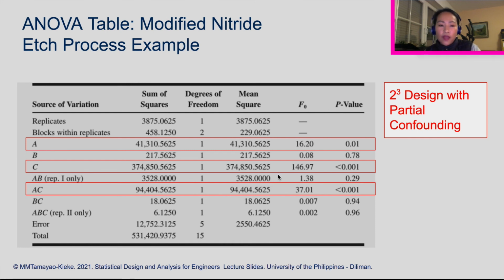Given all those estimations, we can form the ANOVA table. Based on the ANOVA table, factors A, C, and the interaction AC are the significant sources of variation. Again, this is an example of a 2 to the 3 design with partial confounding.